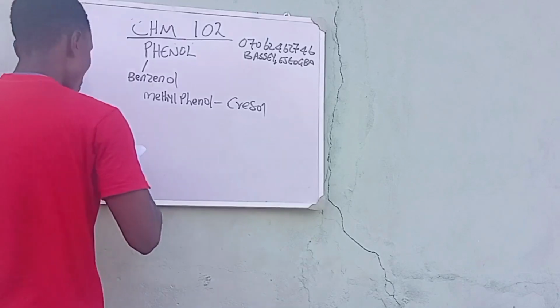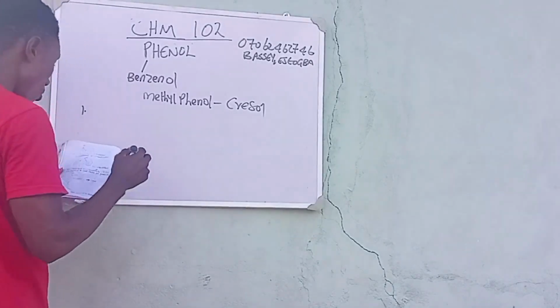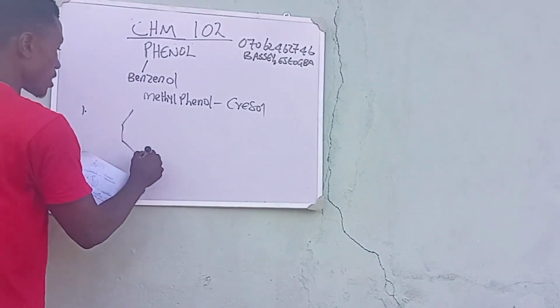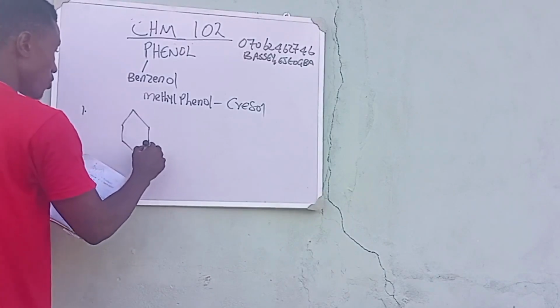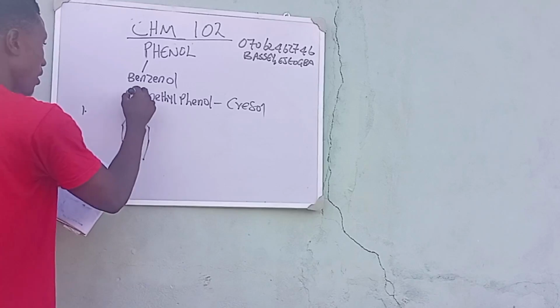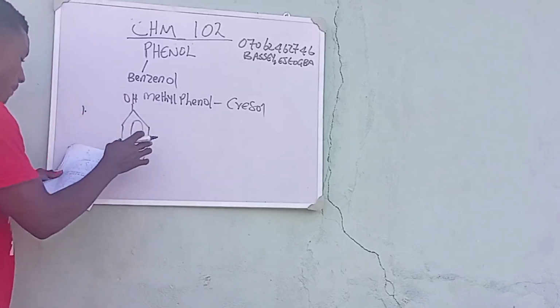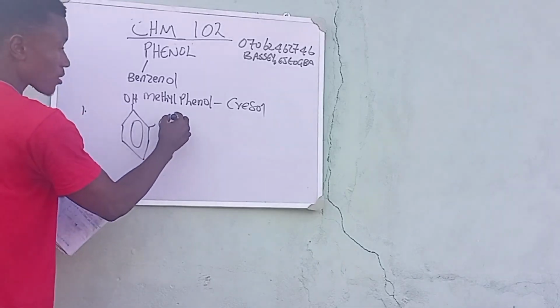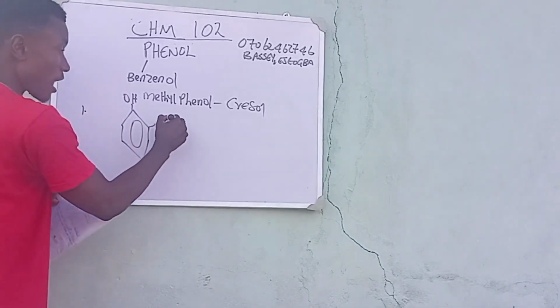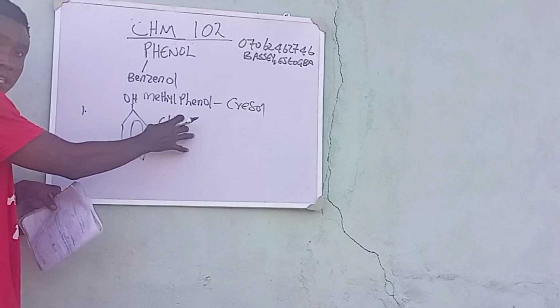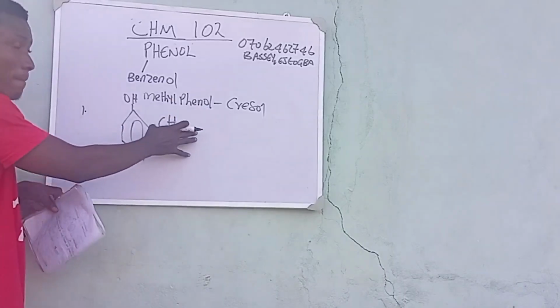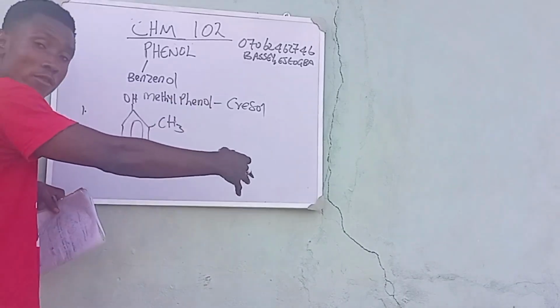So let's simply go on. We are going to say number 1. Let's put in our structure. So this is basically our structure, and there's our OH. This is phenol, right? So putting in our CH3, this is methyl. So based on the position of the methyl, that is where we are going to have the grouping of phenol.